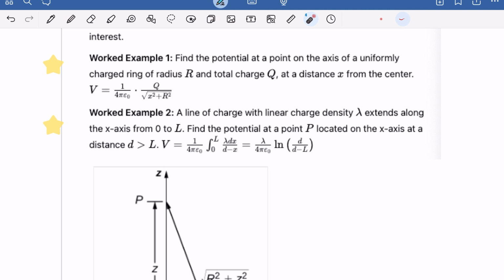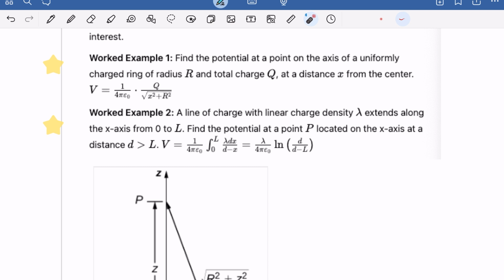But the second example talks about a line of charge with linear charge density lambda, where you have charges now spread out on a cable, like I said before. In this particular case, the formula becomes lambda by 4 pi epsilon naught natural log d by d minus L. Okay, now you know that d is the distance from the center of that line charge where we want to find its potential, and L is the length of that line charge.